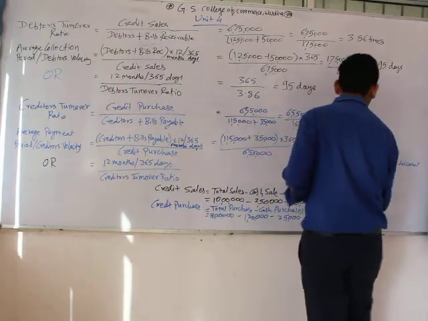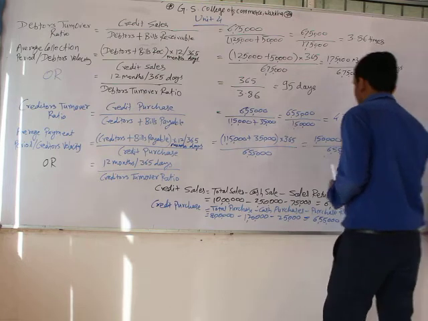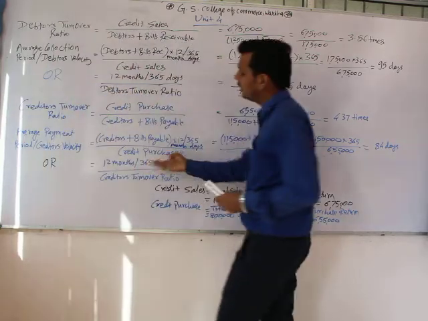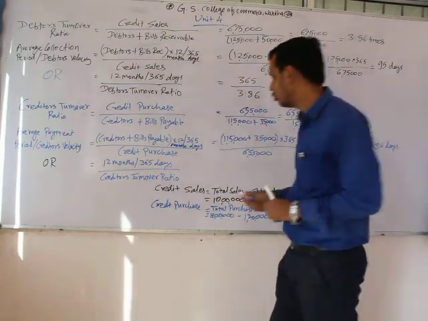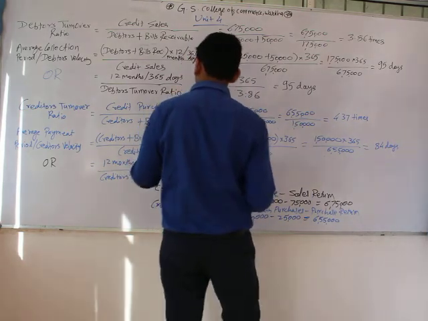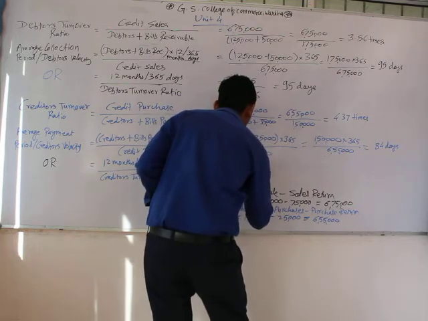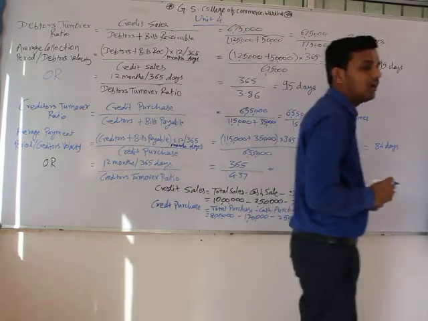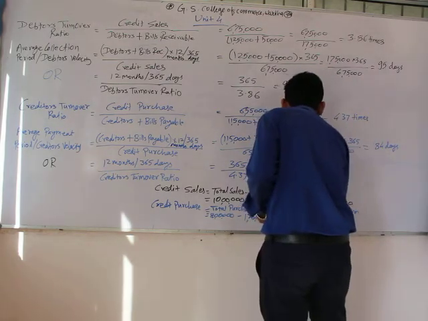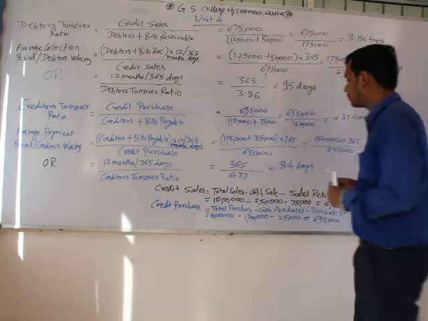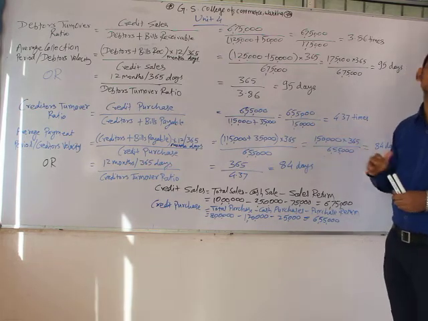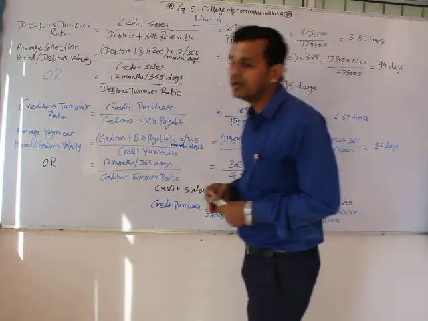Now we will calculate the last part, that is reaffirmation of the formula for creditors velocity. The formula says 365 days divided by creditors turnover ratio. Here the creditors turnover ratio was 4.37 times. Therefore 365 divided by 4.37 is again equal to 84 days. So this was it for the debtors turnover ratio, debtors velocity, creditors turnover ratio and creditors velocity.